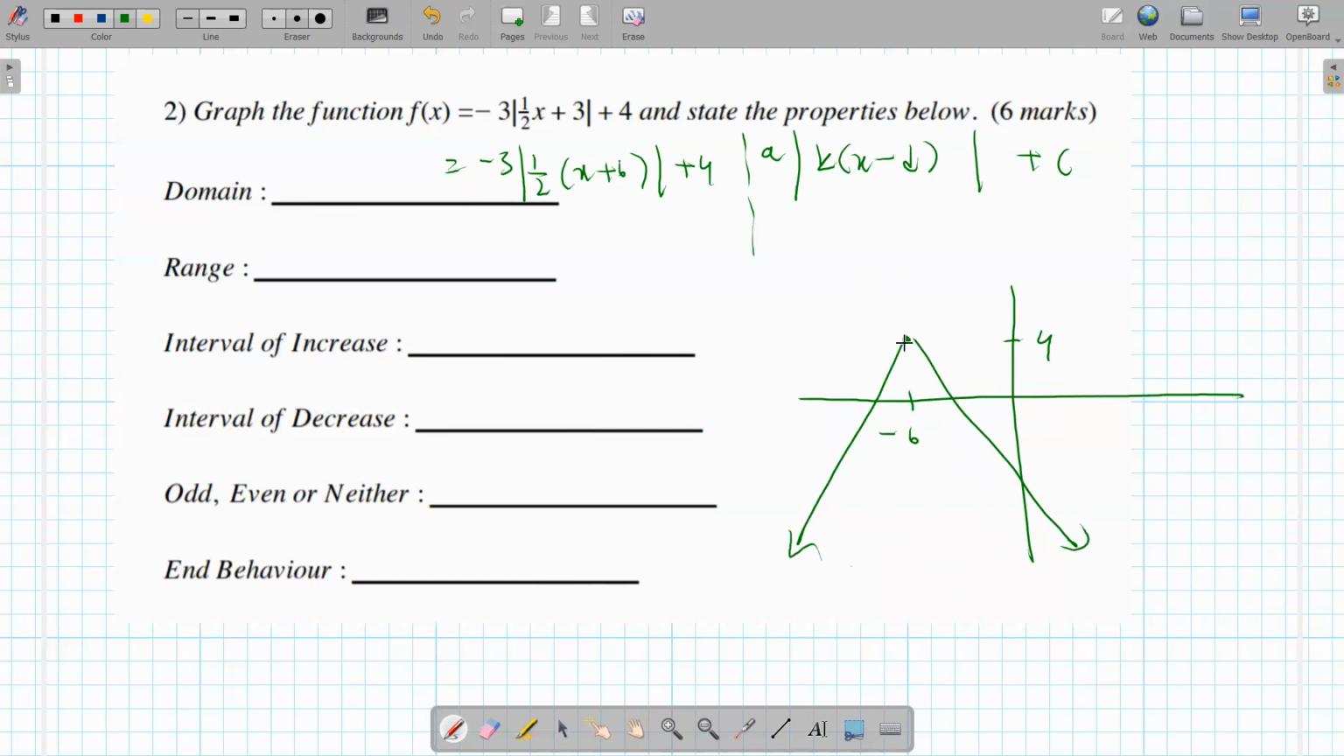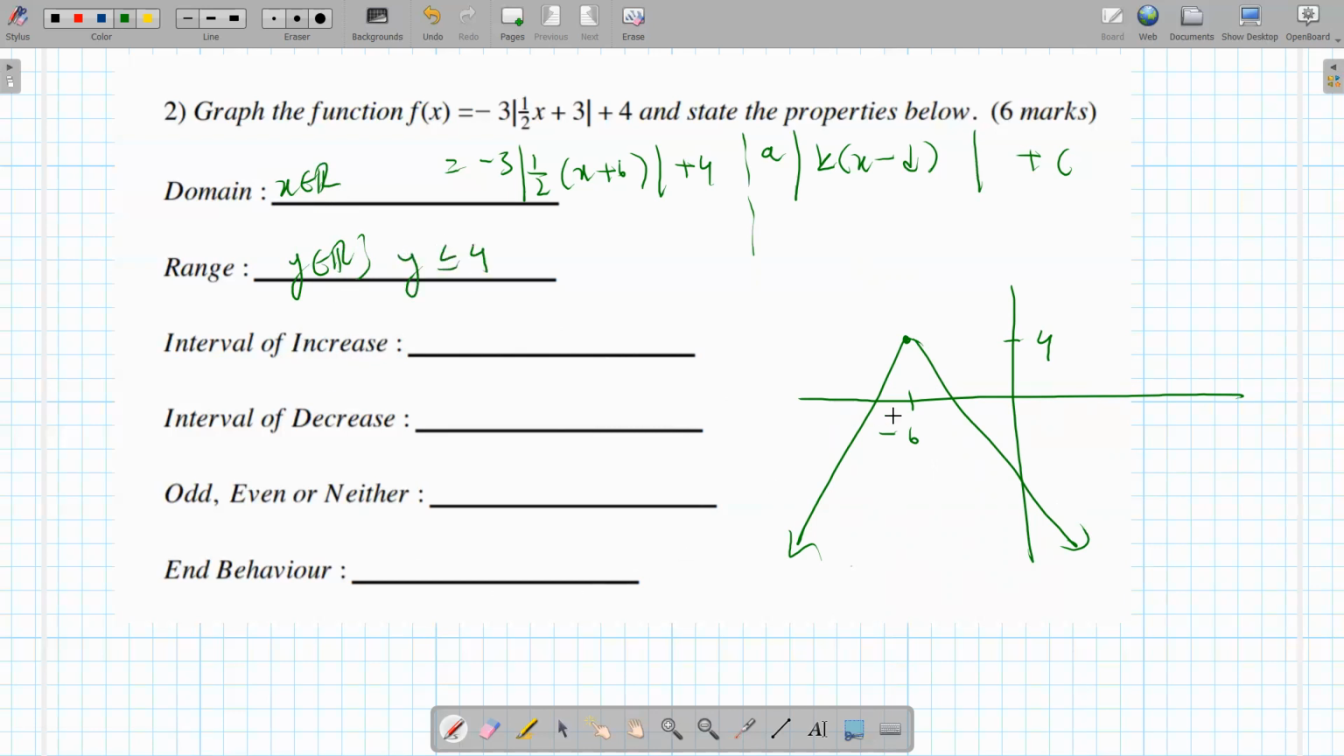Right, from this, we can say the domain. What's the domain of this function? It's infinite both ways. Exactly. What about the range? y is equal to or less than 4. Oh yeah, perfect.